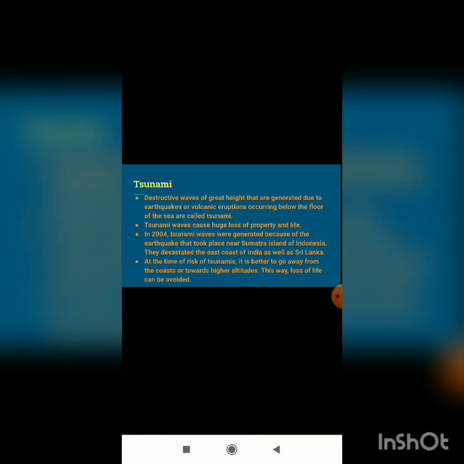Tsunami waves cause huge loss of property and life. After a tsunami, what was the after effect? It has a huge loss of property and life. That means properties have been destroyed and it harms life also.